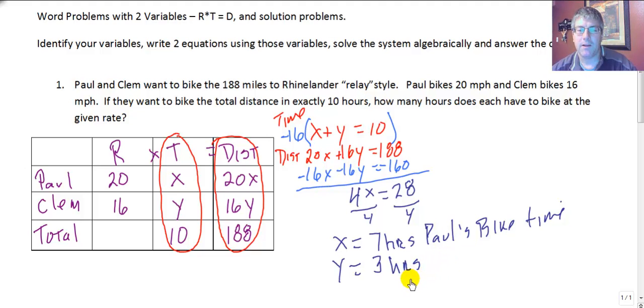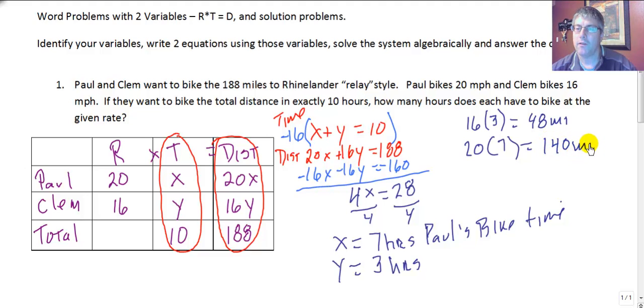And he doesn't have to bike very much, okay? Because Clem, if you want to see that, is only going to bike 48 miles of this trip. Paul's going to do the rest of it, which is a lot more fun, right? Because Clem bikes 16 miles an hour for 3 hours. He's going to bike a total of 48 miles. And Paul, 20 times 7, he's going to bike for the 140 miles. So Paul totally has the better end of the deal here.